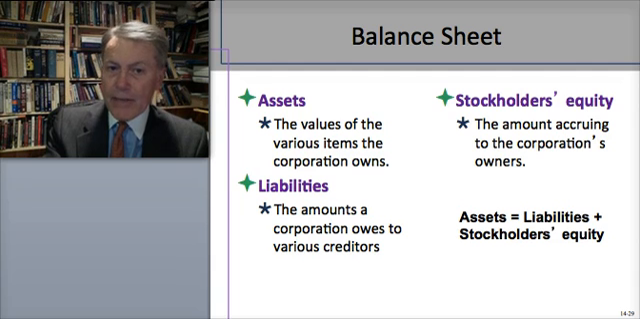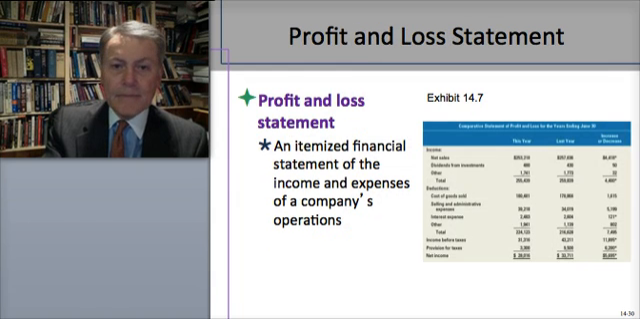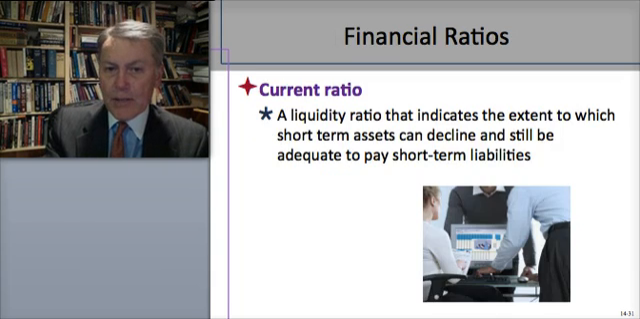On the balance sheet, you have assets, the value of various items that the corporation owns; liabilities, the amount that a corporation owes to its various creditors; and stockholders' equity, the amount accruing to the corporation's owners; and the simple formula that says assets equals liabilities plus stockholders' equity. A profit and loss statement, P&L statement, is an itemized financial statement of the income and expenses of a company's operations.